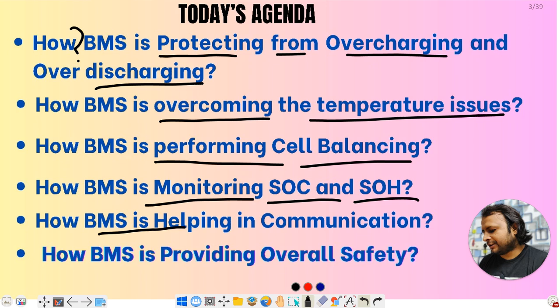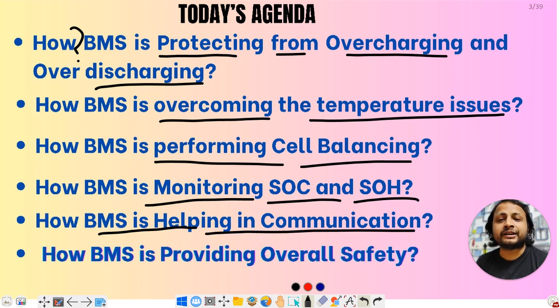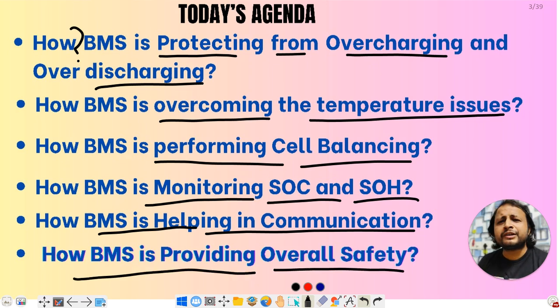And the fifth one is that BMS helps in communication. So today we will understand how BMS passes information from the battery pack to the master controller or to the driver, and how BMS provides overall safety. We know we use BMS for safety and efficiency, but today we will understand how BMS provides the overall efficiency. So let's start from the first slide.